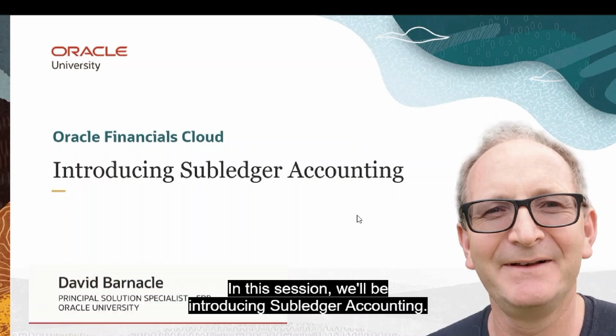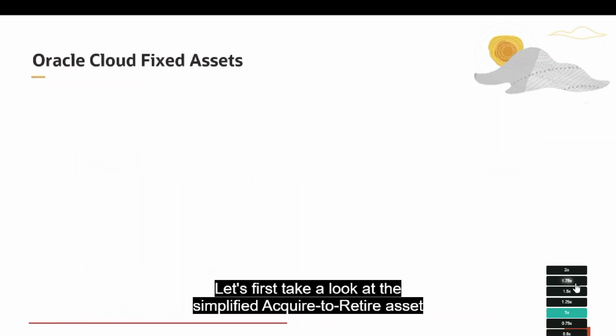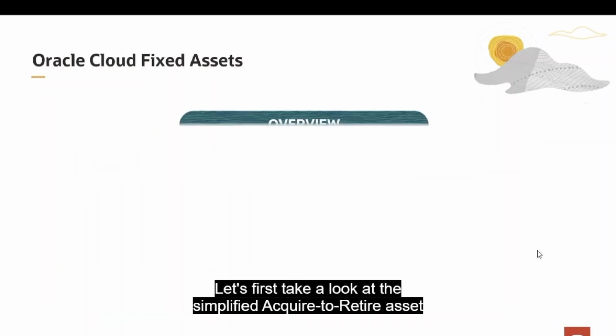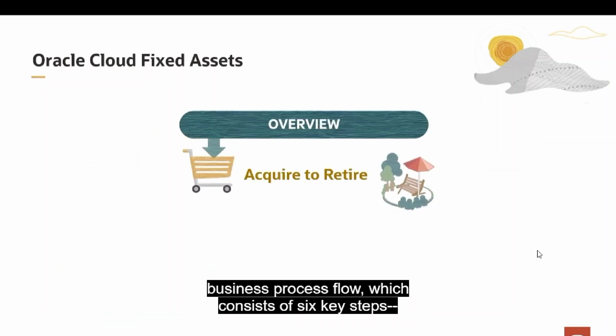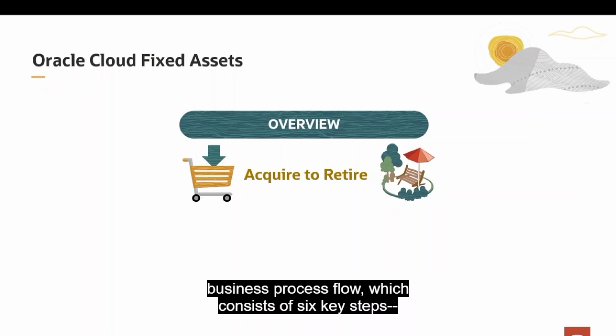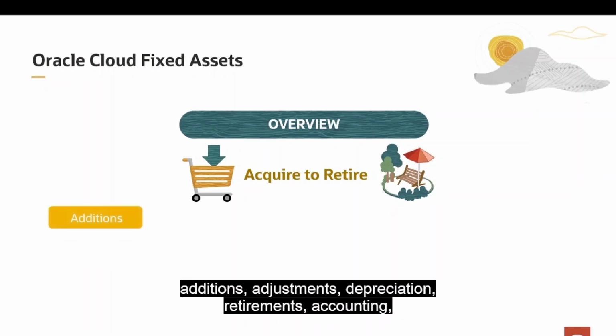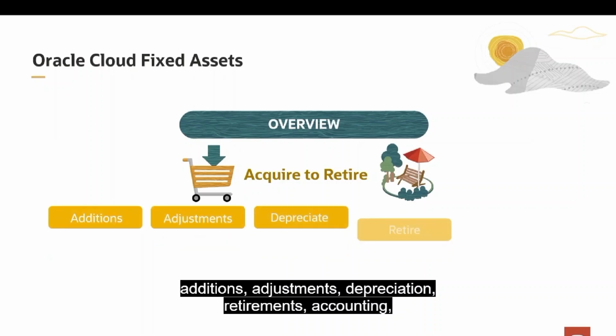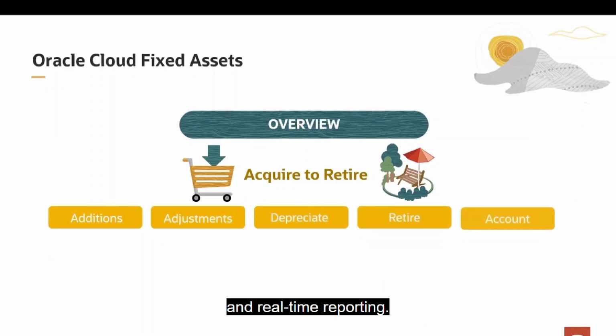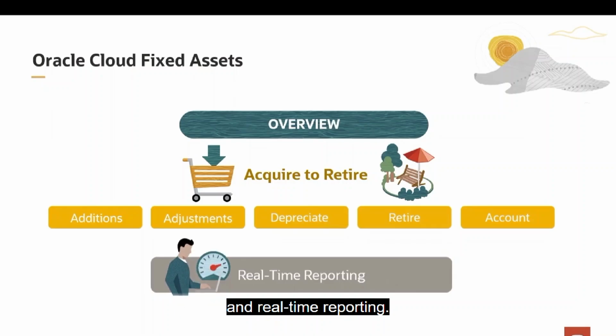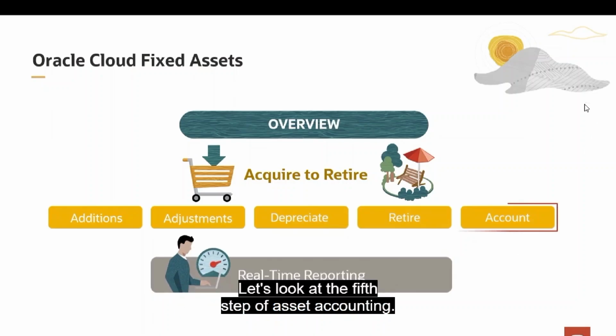In this session, we'll be introducing subledger accounting. Let's first take a look at the simplified acquire to retire asset business process flow, which consists of 6 key steps: additions, adjustments, depreciation, retirements, accounting, and real-time reporting. Let's look at the 5th step of asset accounting.